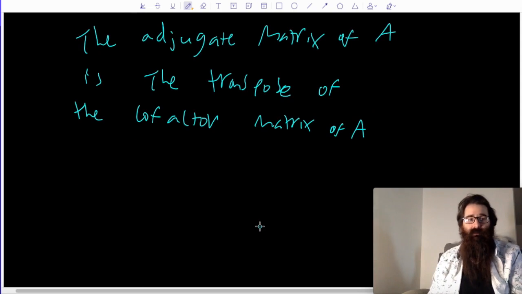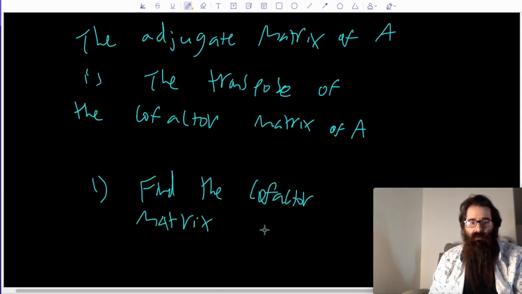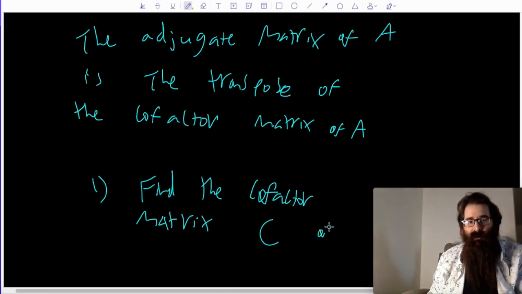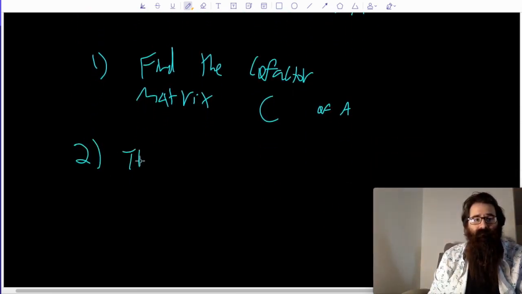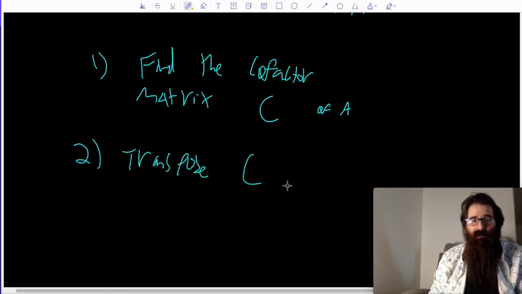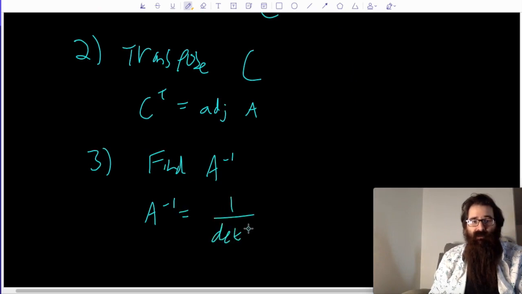Okay, so there's some things that we have to consider. So what do we want to do? First, find the cofactor matrix, which we denote capital C, and that would be of A. Second, I want to transpose the cofactor matrix capital C. And here C transpose is the so-called adjugate matrix of A. And then for the third step, finding A inverse, where A inverse is 1 over the determinant of A scaled into the adjugate matrix of A.